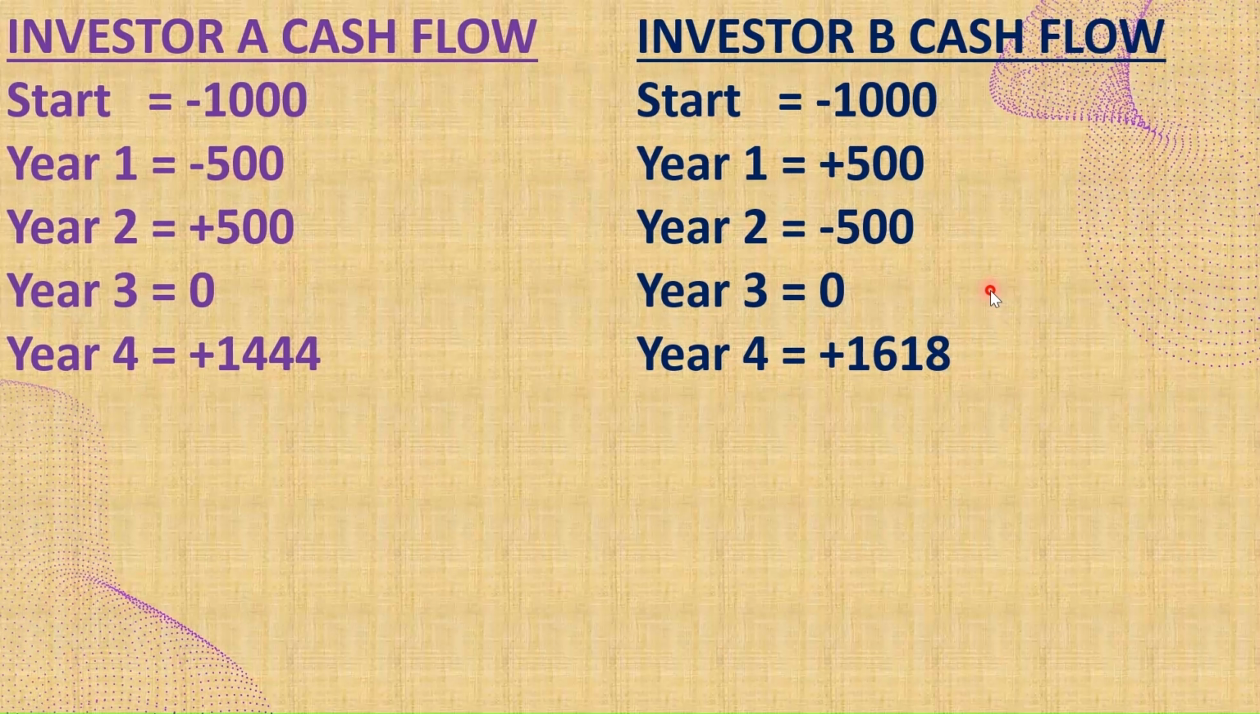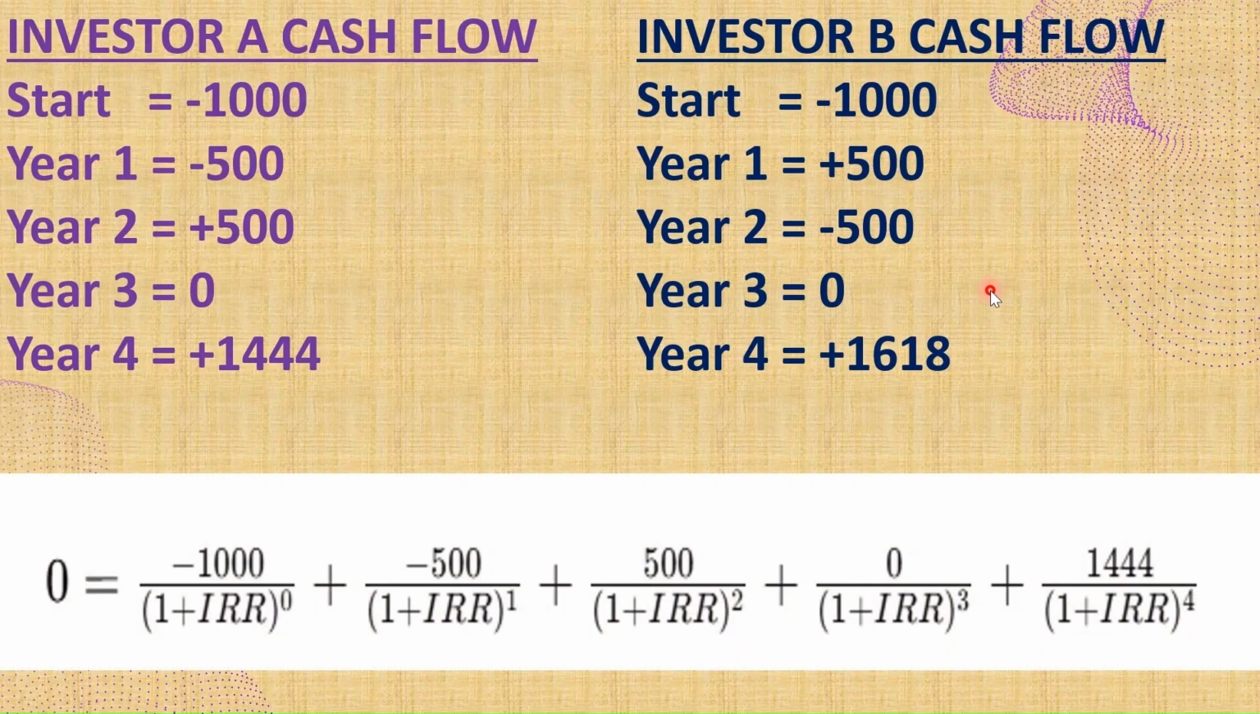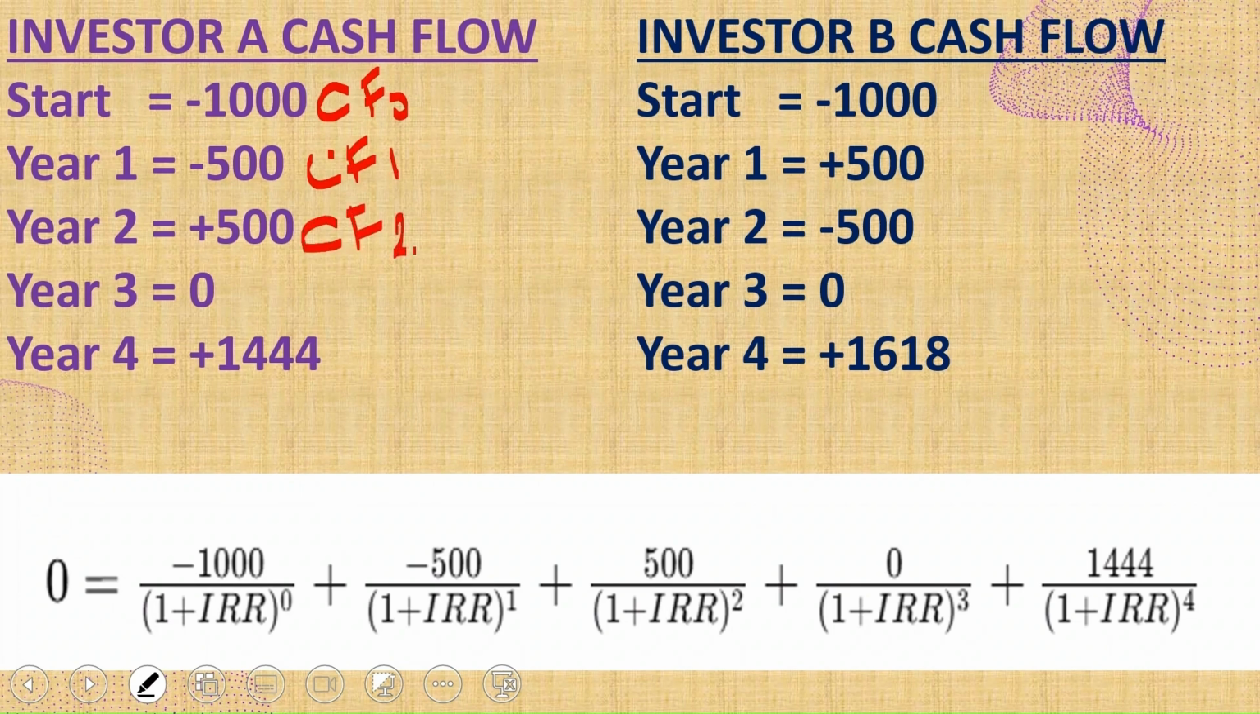Now let us calculate IRR using this equation. For the time being, no need to worry about this formula. We will learn this formula in time value of money in detail. We can calculate IRR using our BA II Plus calculator. This 1000 as CF0 is the initial cash flow. Then first year cash flow, that is CF1, and this is CF2. This is CF3. This is CF4. Similarly for investor B also. Now let us calculate using the calculator.